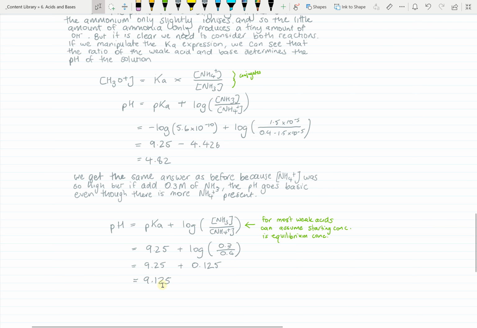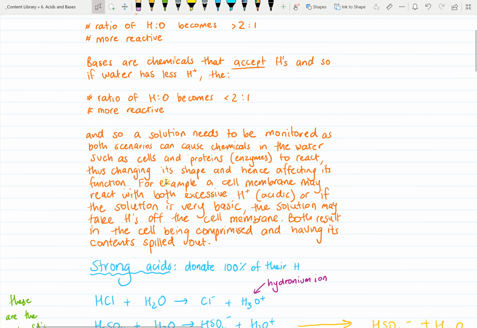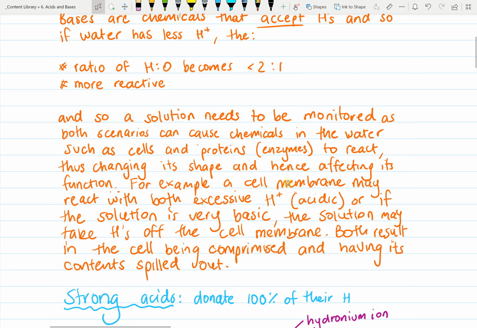Now, where's this all going? You're going to work towards buffers. Buffers are weak acids and bases in an equilibrium. And we talked right at the start about how every chemical has a specific pH range in which it stays in its certain structure. And outside that range, the solution may become too reactive for that structure. And so it's really important to keep a solution in a certain pH range.